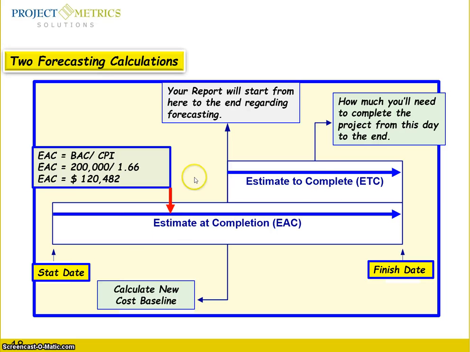All right, let's see. So this is the estimate to complete. This is the estimate at completion. So with our estimate at completion, we are doing good till we finish our project. That's the amount we are expecting from this point till the end of the project.